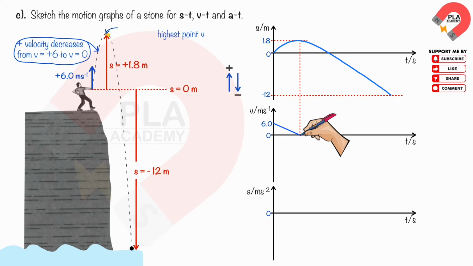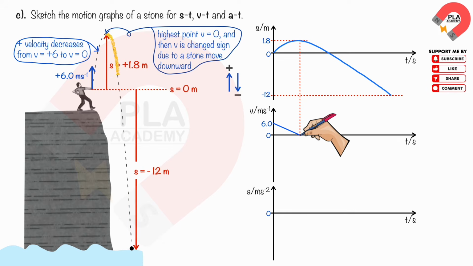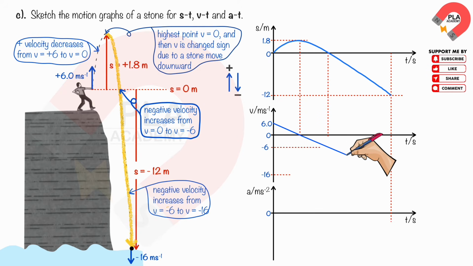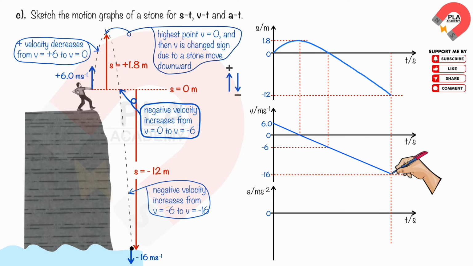From this point, the stone falls back to the sea, so its velocity changes direction and increases from 0 to 6 until it's back where it started. Then it goes down to negative 16 meters per second when it hits the sea. So, we draw the velocity-time graph, like this. The graph is a straight line with a constant negative gradient because its velocity is becoming more negative at a constant rate.